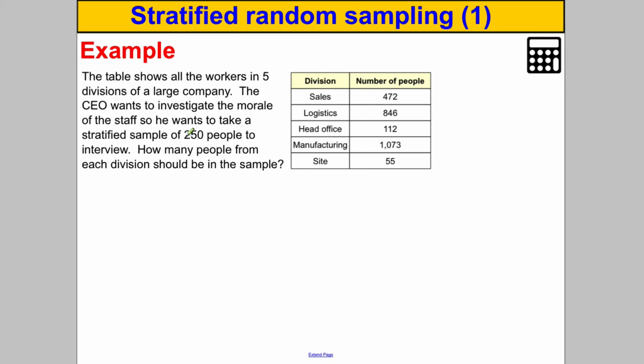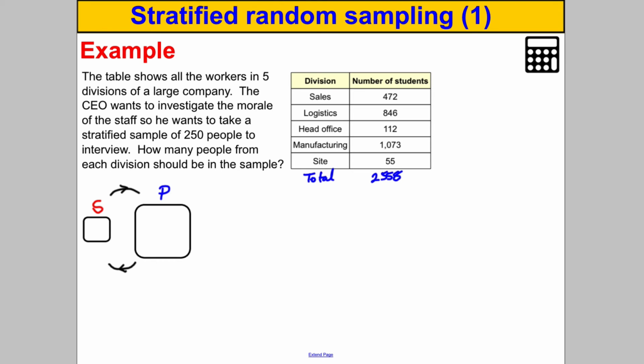So the CEO wants to do a stratified sample of 250 people from the 5 divisions. So step 1, you add up to find out how many people in the company in total, and you get as follows. Then you're going to draw our little picture to get an understanding of what's going on. We want 250 people in the sample. We know that there are 2,558 people in the population.